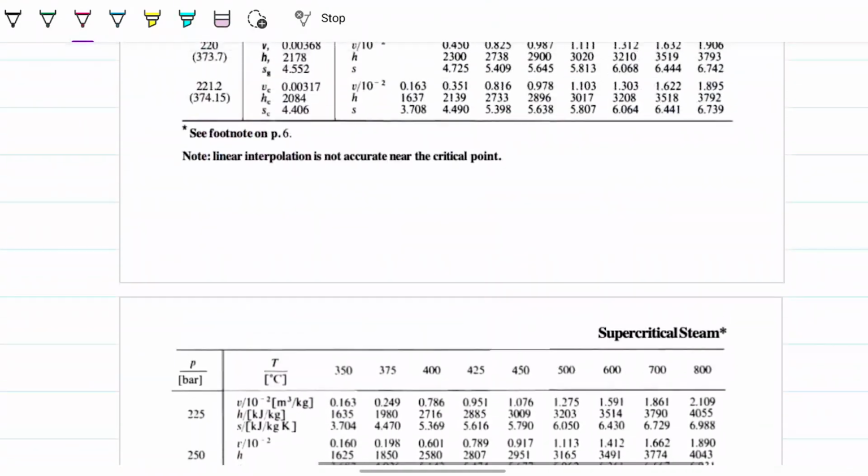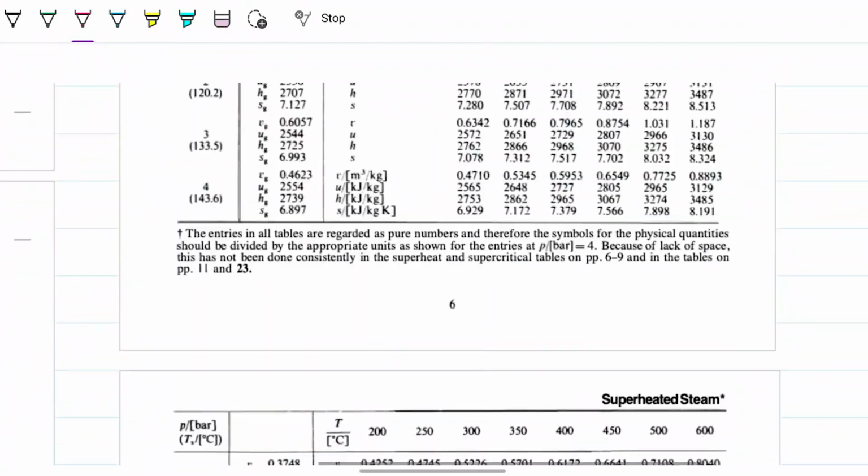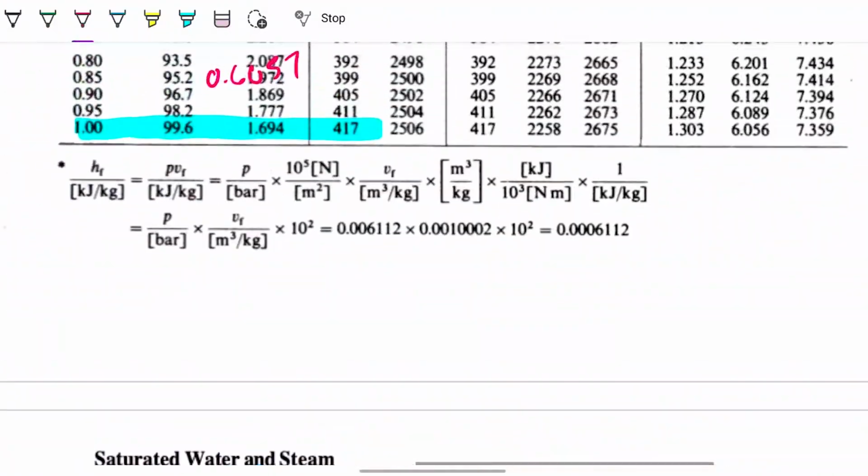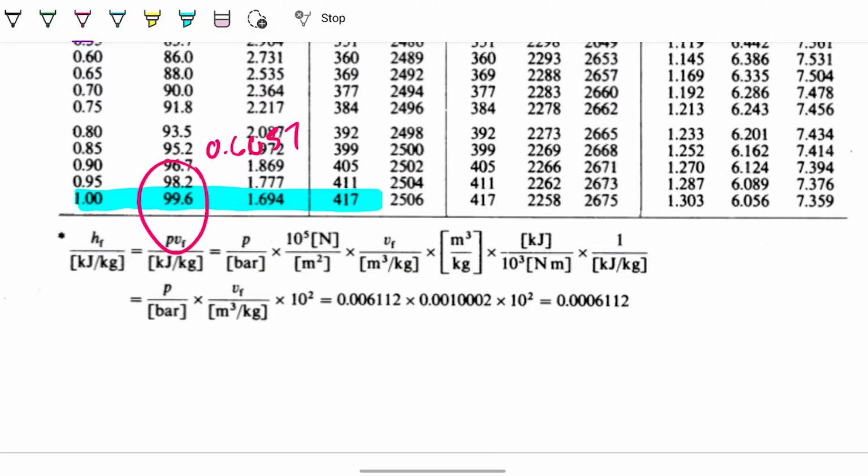So therefore, in this table too, I can conclude that this is a mixture. And once again, I can go here and conclude that the temperature of state 2 is, where's our highlighted section? 1 bar is 99.6, just like before.